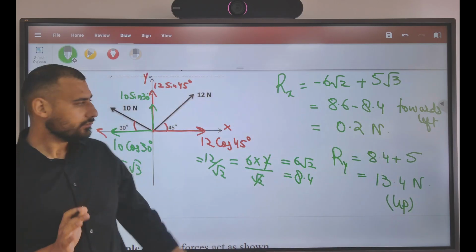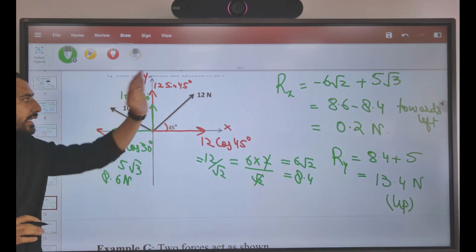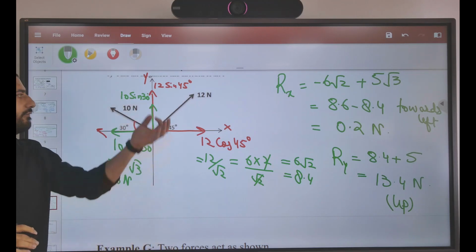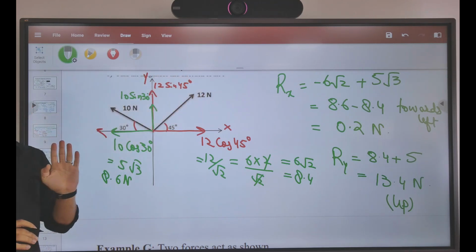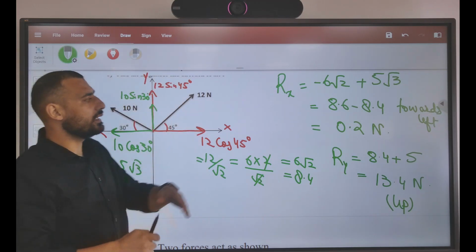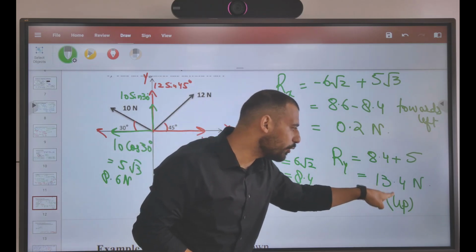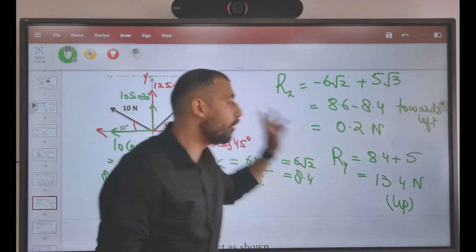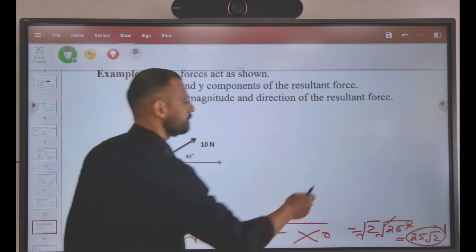So now understand. We have 12 newtons and 10 newtons. Very important. We are adding 10 newtons and 12 newtons by resolving them into components. We found the components along the x-axis and then along the y-axis, and we are adding the components. Now we know that these two forces, when they add up, they'll produce a net 0.2 newton along the negative x-axis and 13.4 along the positive y-axis. Is that fine? So if I have to draw these two on the graph, I will show them something like this. See, important.